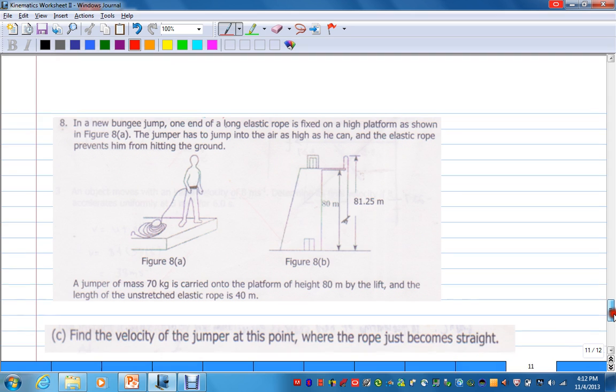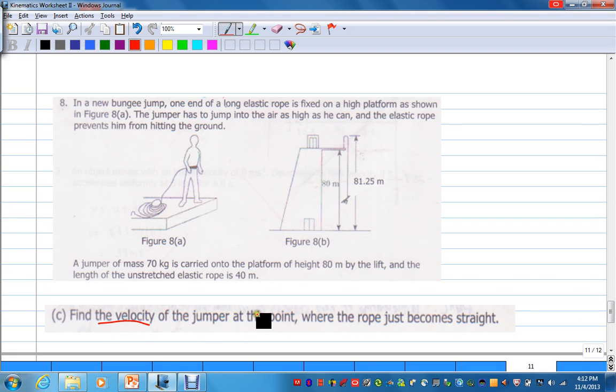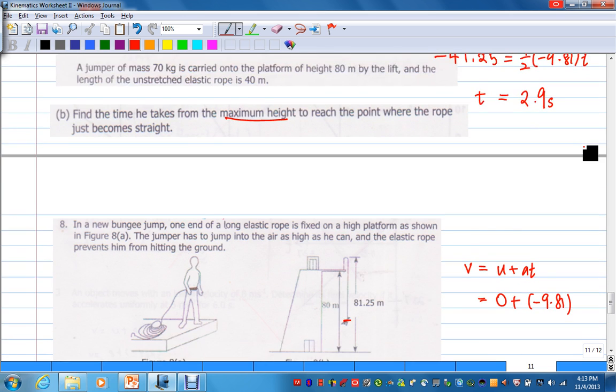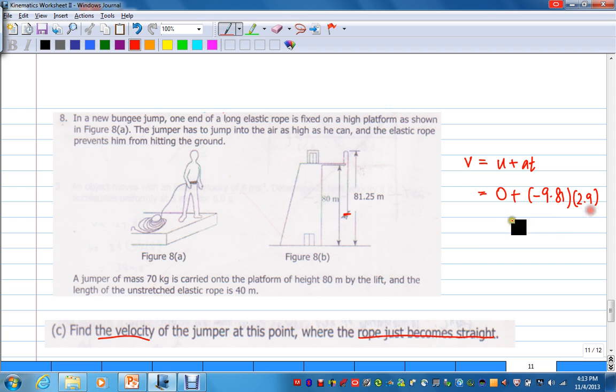Okay, then we move on to part C. In part C, you're asked to find the velocity of the jumper at this point. This point refers to when the rope just becomes straight. So we can make use of the previous info we have, and we can use the equation v equals u plus at. At the maximum height, the u is 0. The acceleration is minus 9.81, and the time taken is what we obtained just now, which is 2.9. So multiply by 2.9. So 9.81 times 2.9 will give me a value of negative 28.4 meters per second.